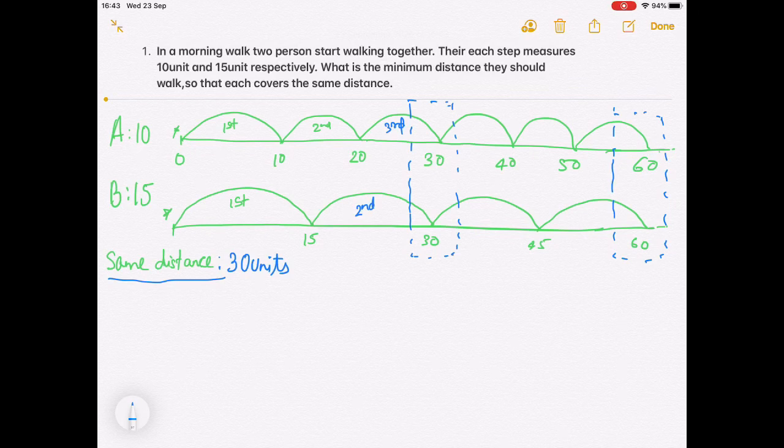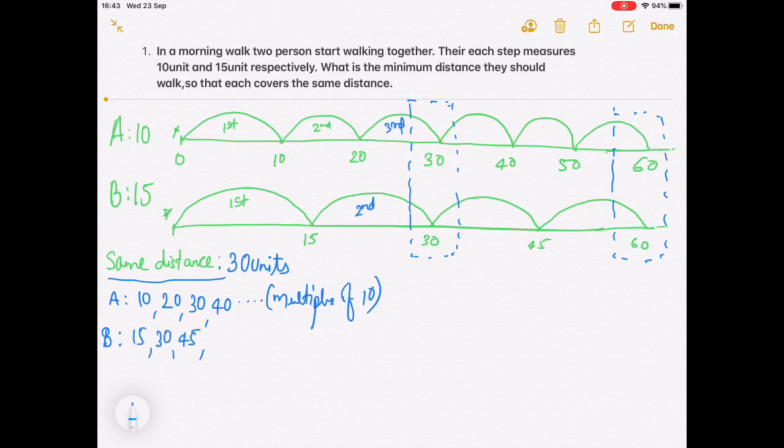Now, what does all of this explain? Basically, what we found was when you wrote for A, the distance it covered was 10, 20, 30, 40, and so on; these were multiples of 10. For B, it was 15, 30, 45, 60, and so on, which were multiples of 15. So what exactly we were finding was a common multiple.